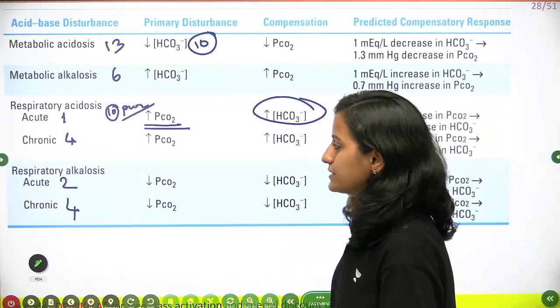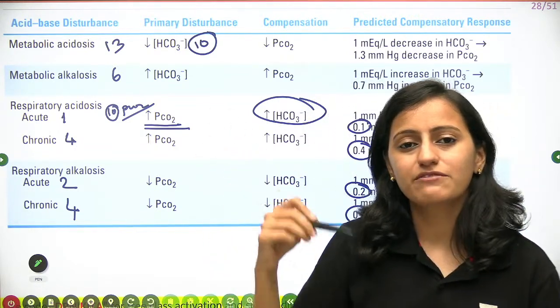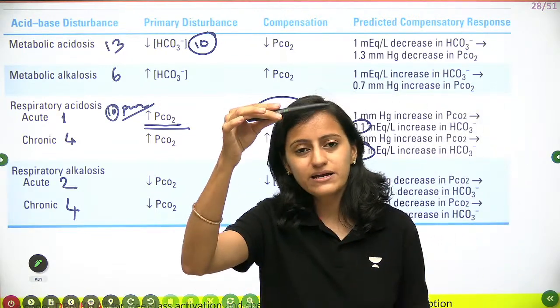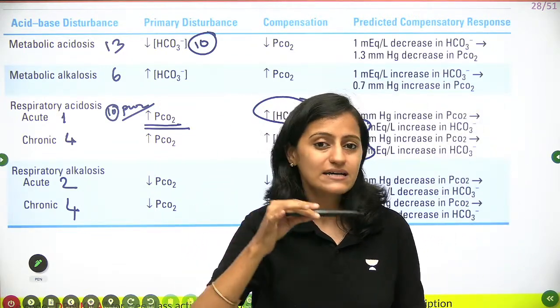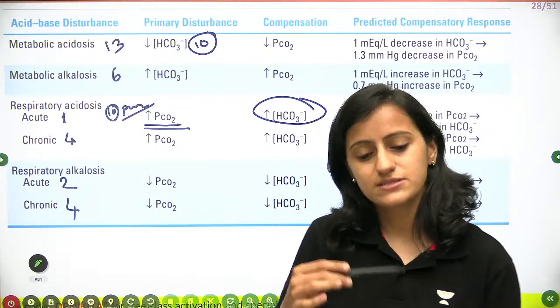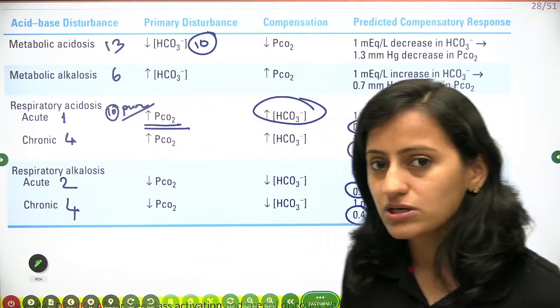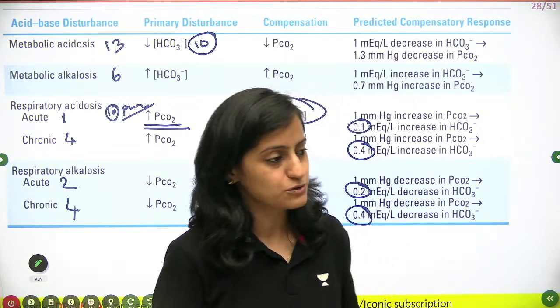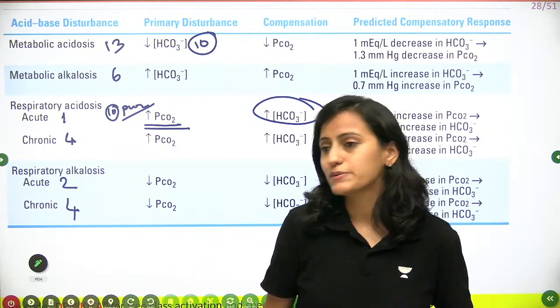So remember the values like 13 and 6. This is for 10 change in bicarbonate. Okay, we are talking about 10 change, not the 1 change. So 13, 6, 1, 4, 2, 4. Keep saying that and you'll remember the table. Metabolic acidosis, metabolic alkalosis, acute respiratory acidosis, chronic, acute respiratory alkalosis and chronic. Okay, so 13, 6, 1, 4, 2, 4. These are the values that we should be knowing.